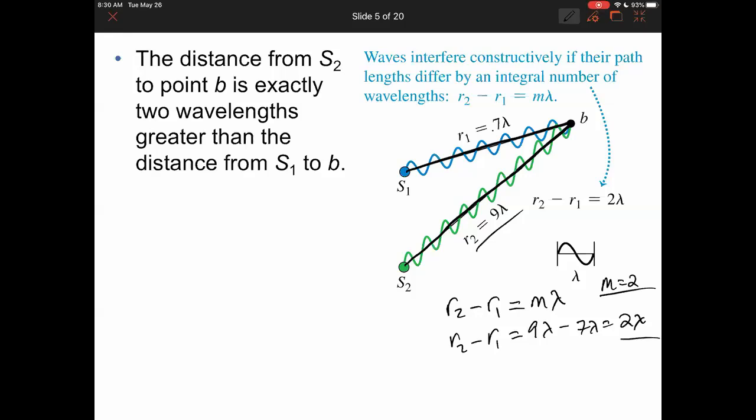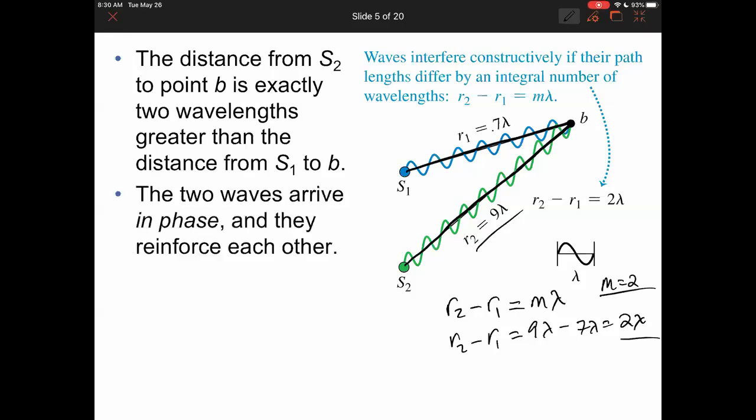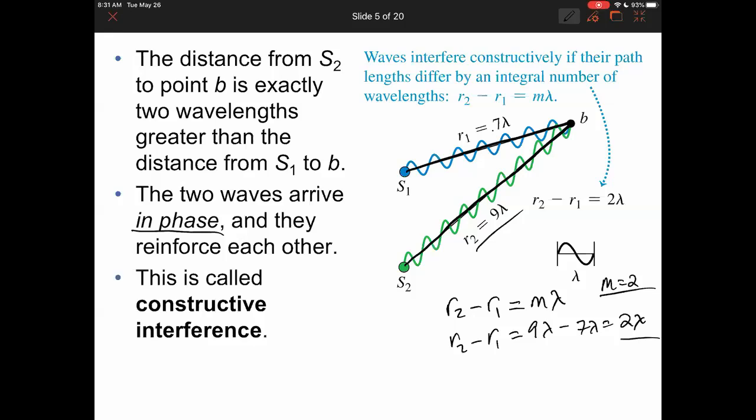And if that number is a whole number, so 0, 1, 2, 3, 4, 5, then you can say that they arrived there in phase, and they reinforce each other, and we get a constructive interference. The constructive interference produces a resultant wave that is more amplified than the individual waves. Again, if the waves arrive at point B in phase, then you can use this equation, R2 minus R1 equals M times lambda.